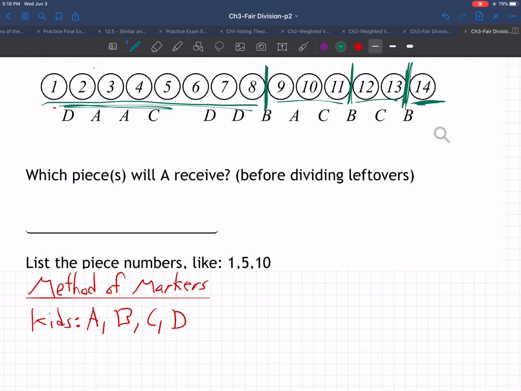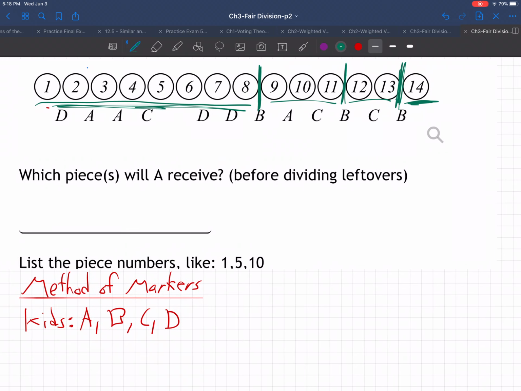Whereas candies 1 through 8, that must be something he doesn't like as much. So if he got all those, that would be equal in his mind to just getting candy 14, or just getting candy 12 and 13, or 9, 10, and 11. If he's dishonest about it, he's going to be sad, because he's going to get one of those 4 sections. That's the beauty of this method. When all is said and done, everybody will get one of their 4 sections that they themselves marked out.